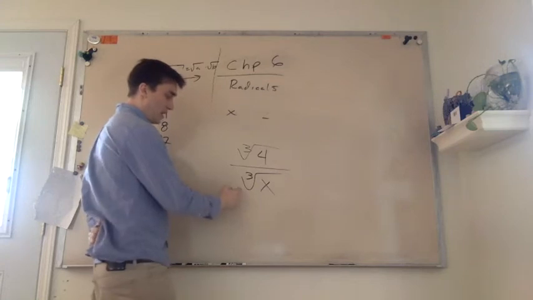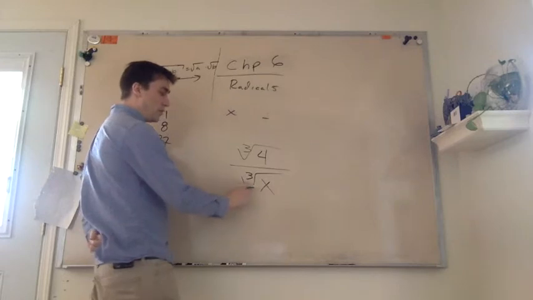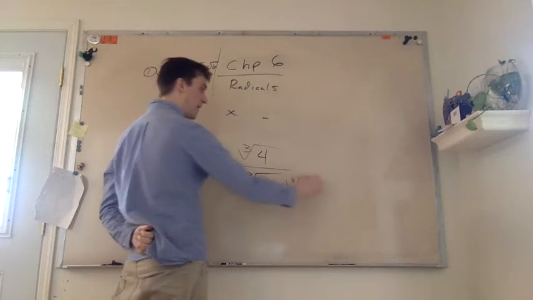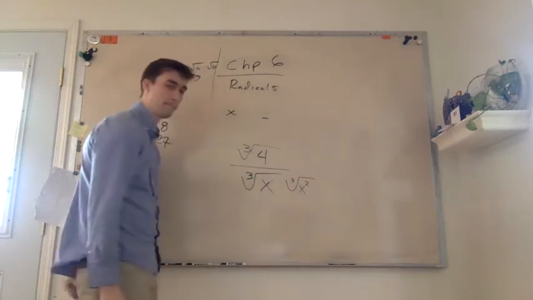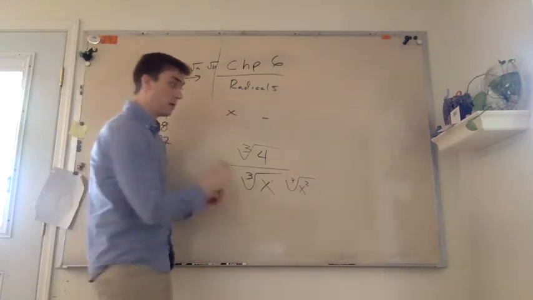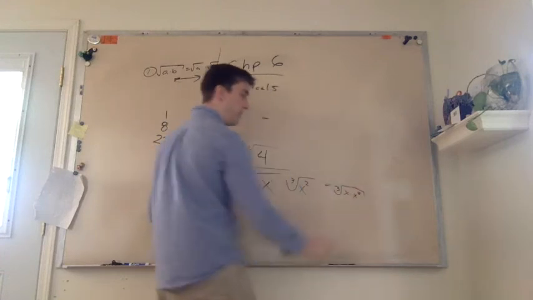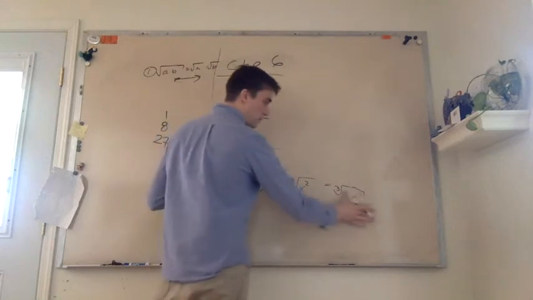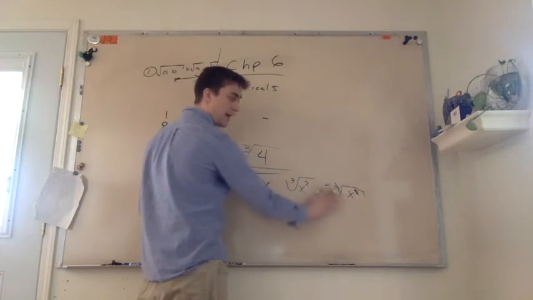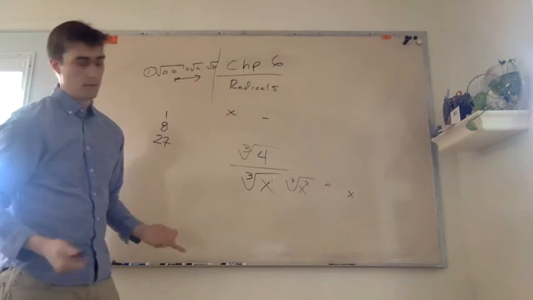What you've got to do is get rid of the cube root in the denominator of this fraction. It's a cube root of x to the 1 power, so you should multiply it by the cube root of x to the 2nd power. Because when you do that, cube root of x to the 1 times cube root of x to the 2 is cube root of x times x squared, which is x cubed. Cube root of x cubed is just x. So I've gotten rid of that root.